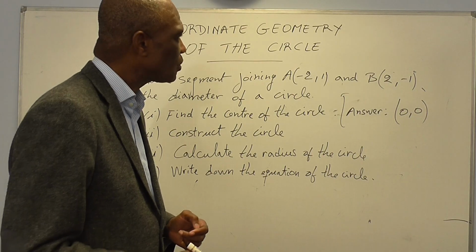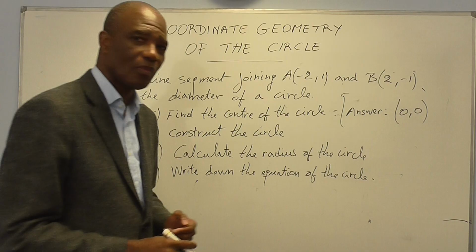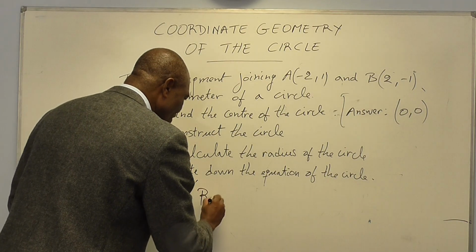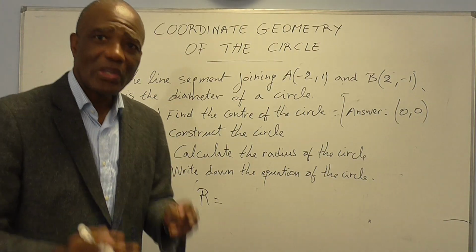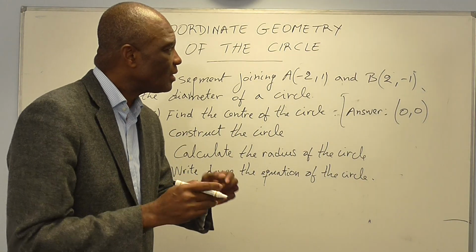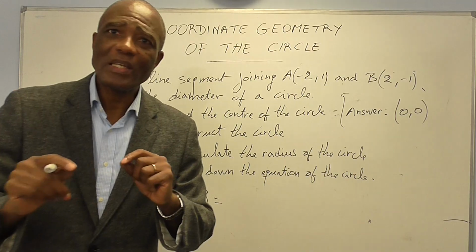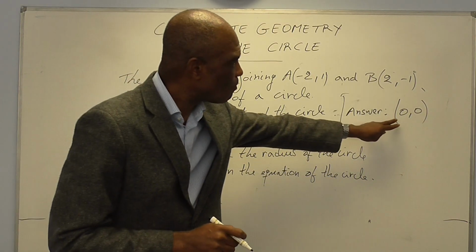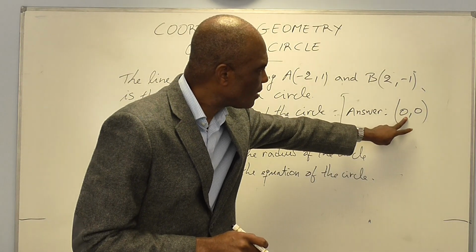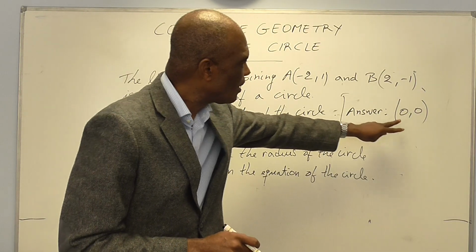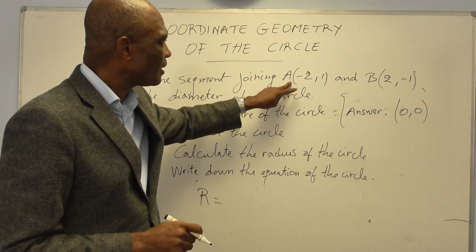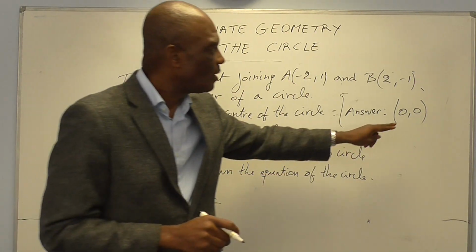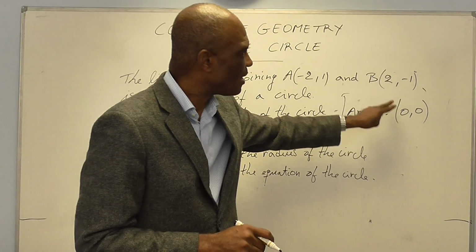Okay? We need to know the radius. So how do we get the radius? Here again, we need to get the distance between 2 points. So the distance between the center and the point A, or the distance between the center and the point B.